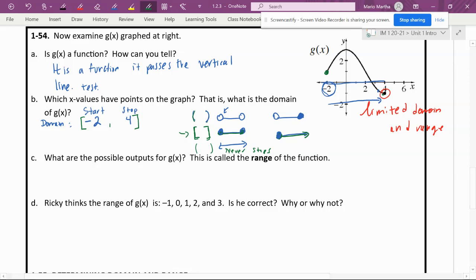So what are the possible outputs of g of x? This is called the range of the function. The range is the y values of the function.